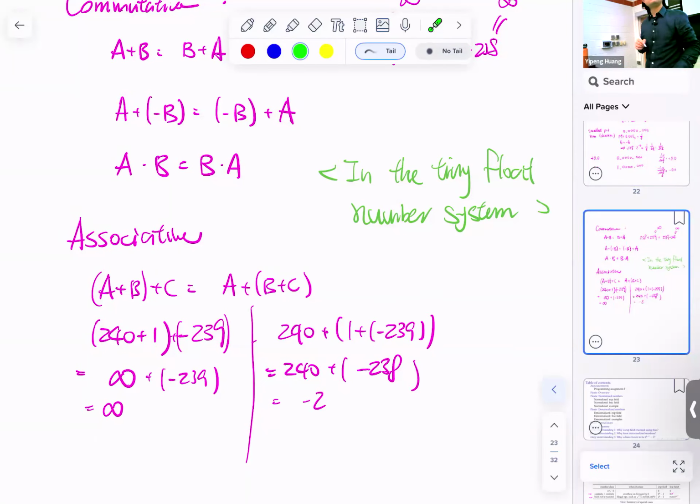Yeah. Should it be positive 2, not negative 2? Oh, good call. Yeah.